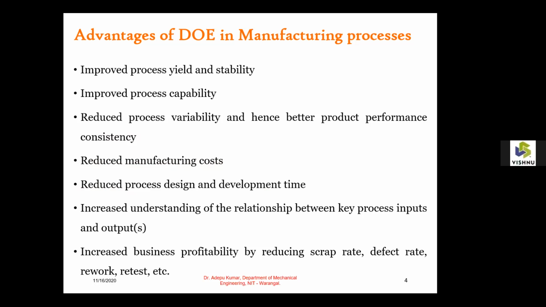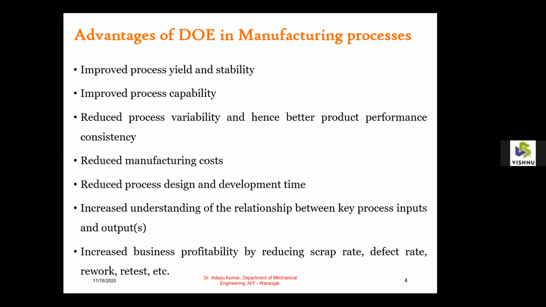So sometimes if the process is not stable, in one day you are getting some yield, and on some other day you are getting some other yield with the same input process parameters. So that process does not come under stability. So with the minimum variation in the output, it is always acceptable. So that process is under stable condition.